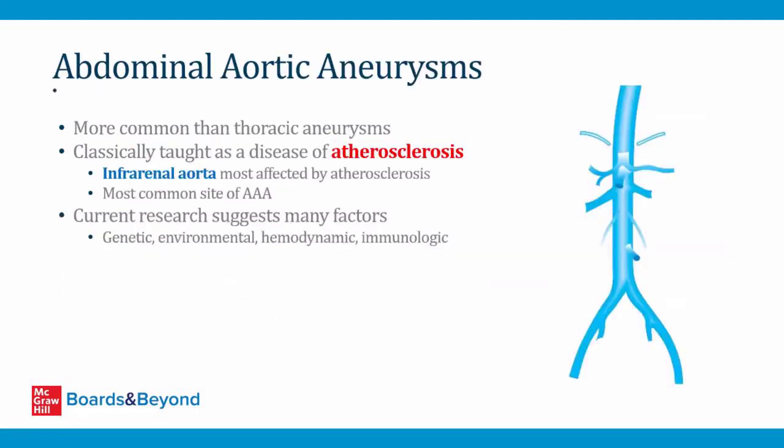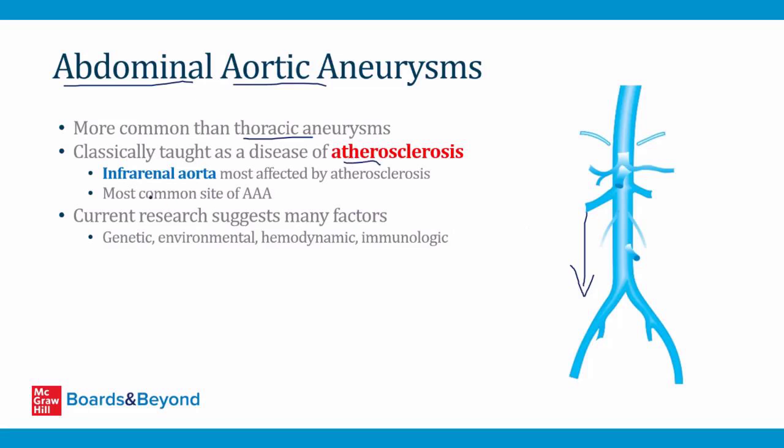Okay, moving on. Now let's talk about abdominal aortic aneurysms, which are aneurysms that develop in the aorta below the diaphragm in the abdominal region. Aneurysms in this location are much more common than in the thorax. And the reason for this was always thought to be because there's a lot of atherosclerosis that occurs in the abdominal aorta. When I was in med school, I was taught that abdominal aortic aneurysms are a disease of atherosclerosis.